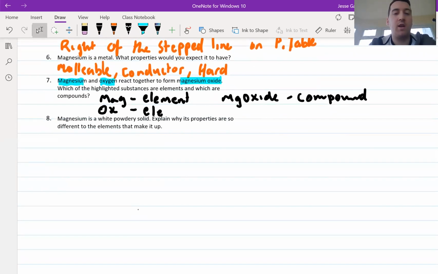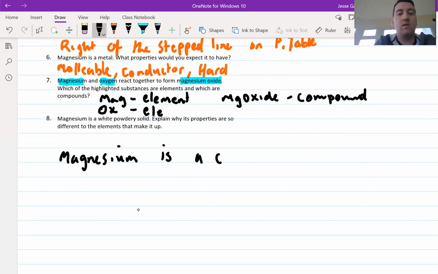Magnesium oxide is a white powdery solid. Explain why its properties are so different to the elements that make it up. Okay, so well, magnesium oxide is a compound. That's the difference. It's a compound. It's a new substance.